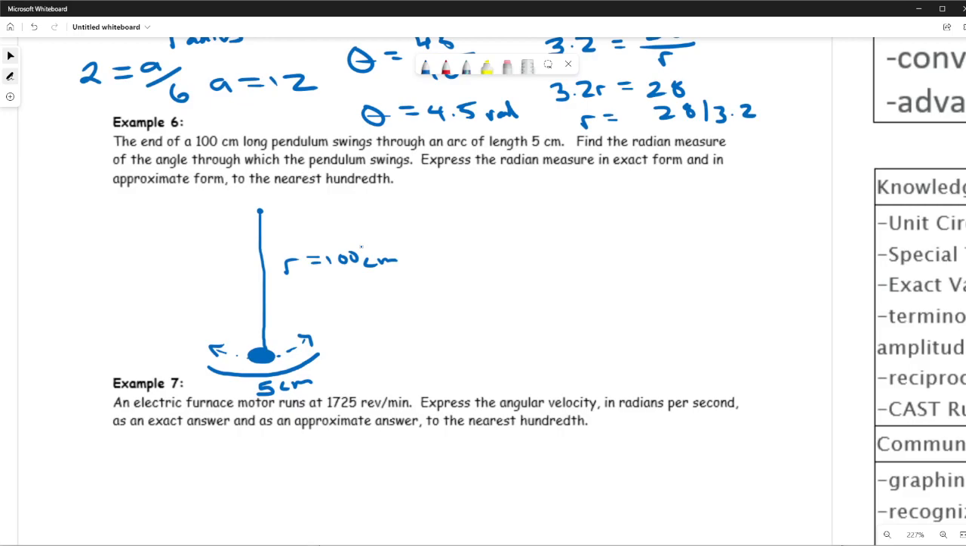Okay, so let's review how to do that. The formula is always the same. Theta equals arc over radius. In this case, theta is an arc of 5 divided by a radius of 100, and therefore theta is equal to 0.05 rad.